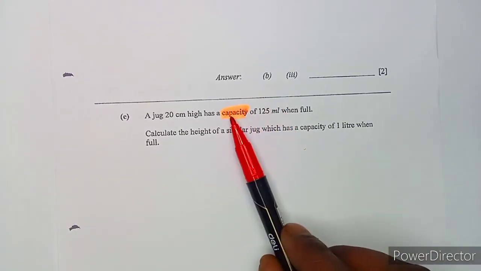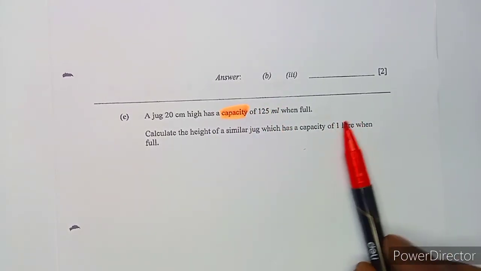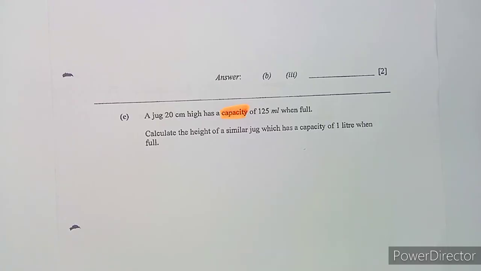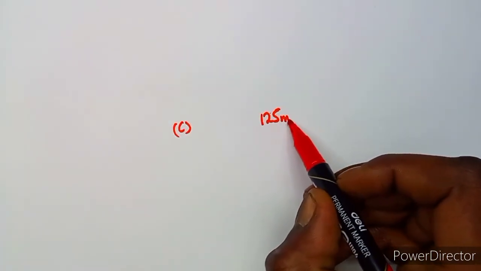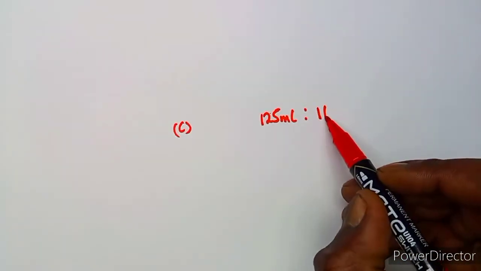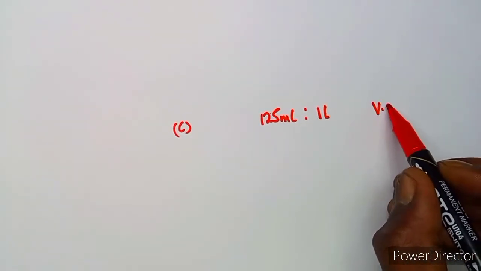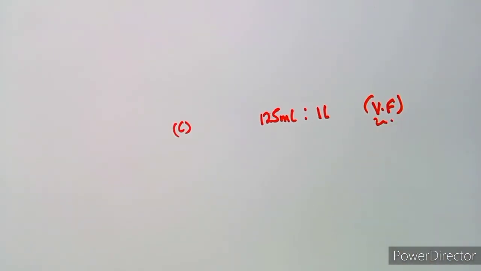So we are going to use what? The capacity. We have a capacity of 125 here, a capacity of 1 liter. Capacity is what? It's volume. So I'm saying we are going to take this 125 mils as to 1 liter in this case. So this is volume, so it's going to give us the volume factor. Anything that has to do with volume, that's your volume factor. So we have to at least find the scale factor.